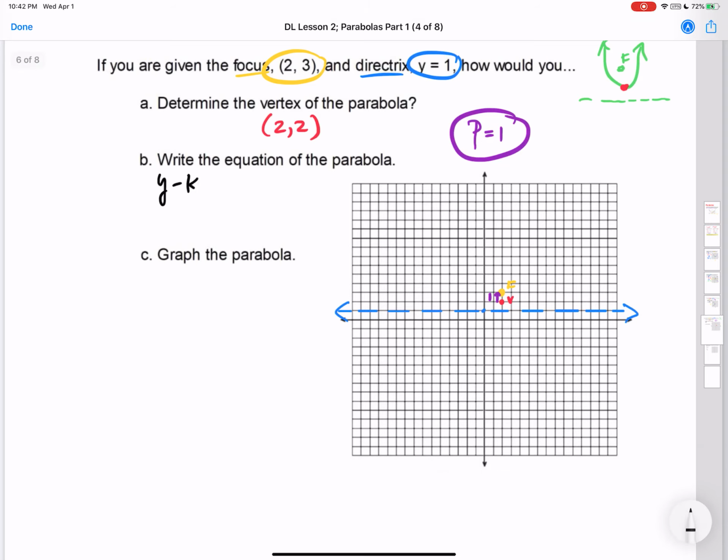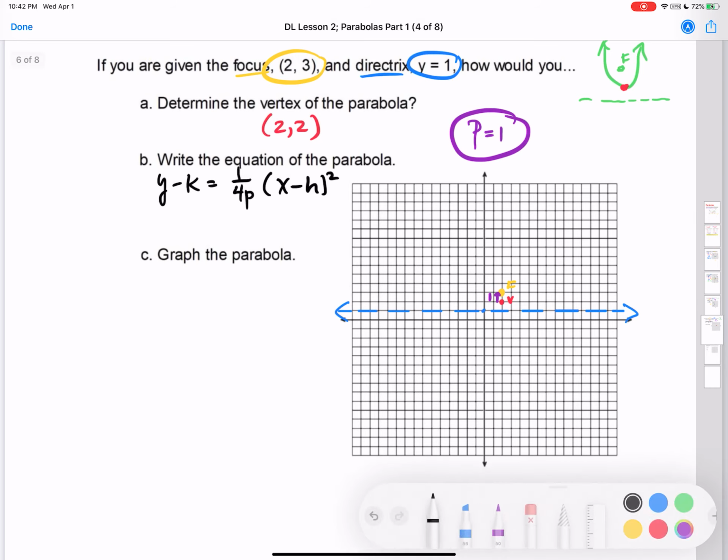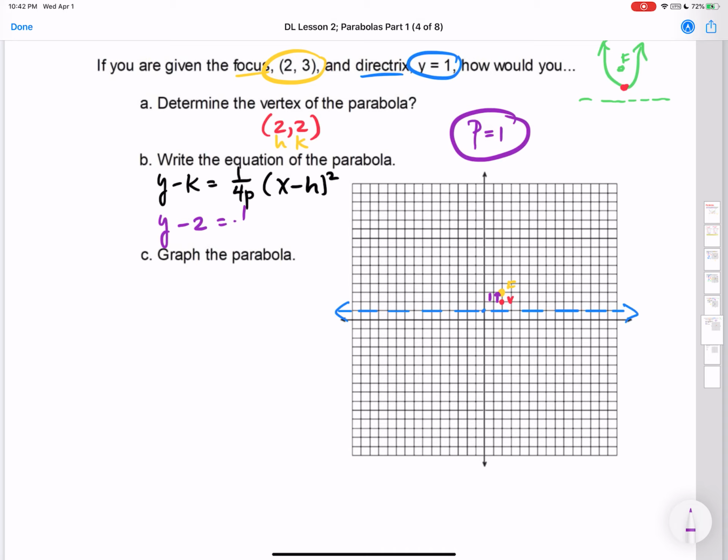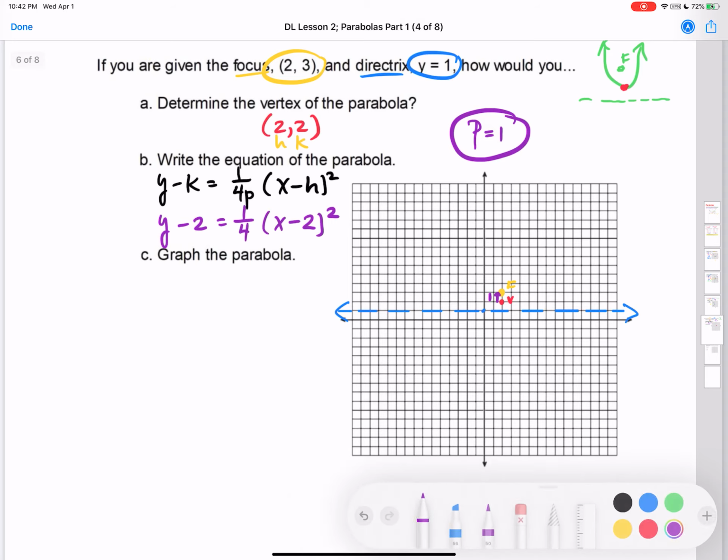So that means it starts off with y minus k is equal to 1 over 4p times x minus h squared. And we know that our h and our k values are going to be 2 and 2. And all you've got to do is substitute everything in. So every equation has that y and that x. So I keep my y, and it says minus k, well k is 2, is equal to 1 over 4 times p, and p is 1, so 4 times 1 is just 4, times x minus h, which is 2, squared. There's our equation.